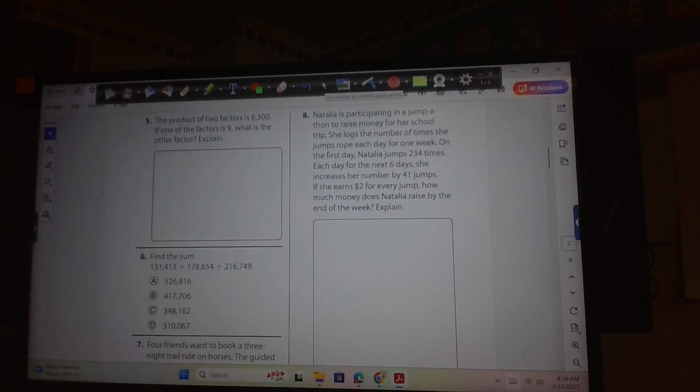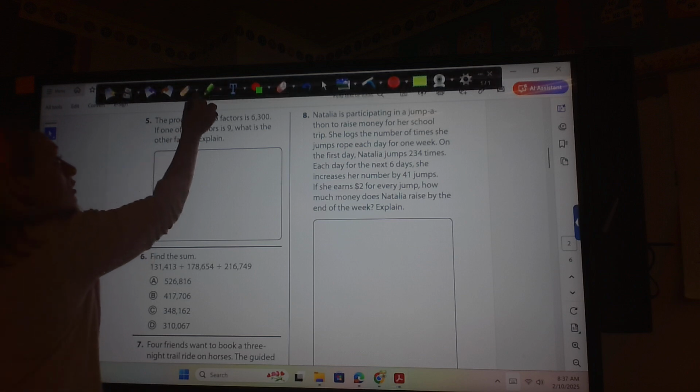Number 5. Ooh. I see math vocabulary words. Skylar, the product of 2 factors is 6,300. What is my math vocabulary word there? I better know what that word means or I'm not going to be able to do this problem. Okay, that's one of them. That wasn't the one I was talking about. What's the other one? Yes.